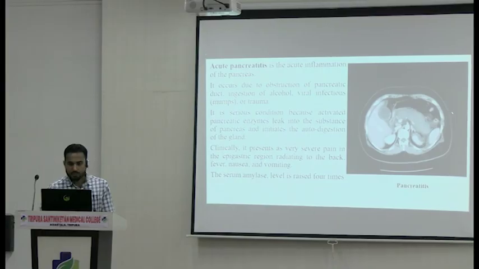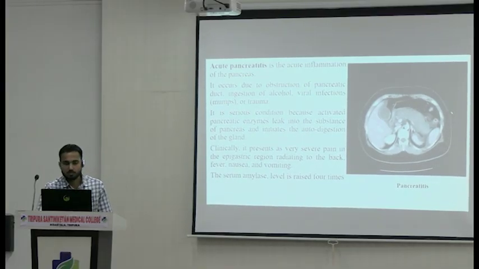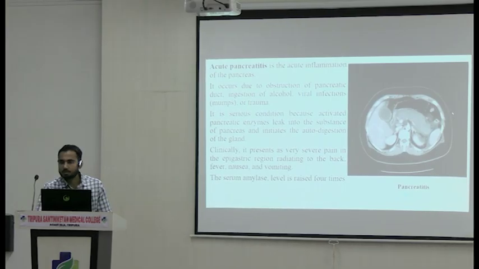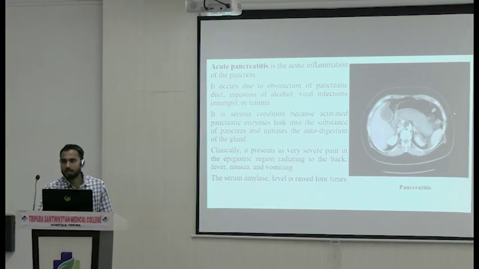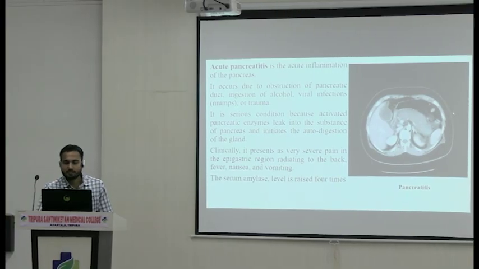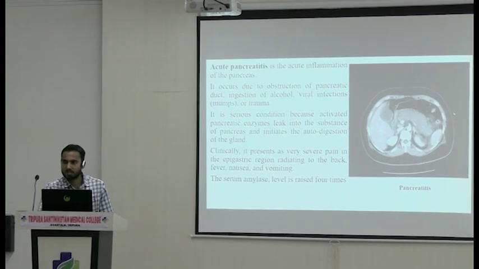Next is acute pancreatitis, that is, the acute inflammation of the pancreas. When it occurs, it mainly occurs during obstruction in the pancreatic duct. So, the pancreatic duct is there. If it gets obstructed, at that time there may be inflammation. Other causes are ingestion of alcohol, viral infection, for example mumps, and trauma. These are some causes of acute pancreatitis.